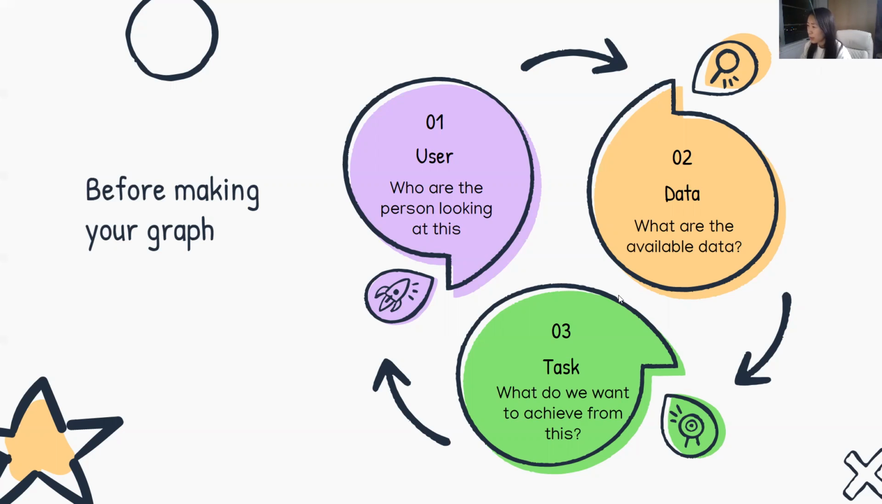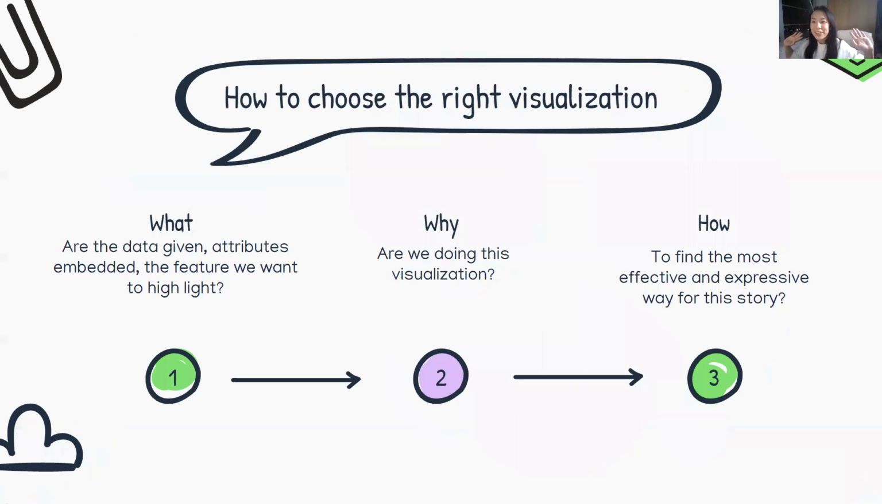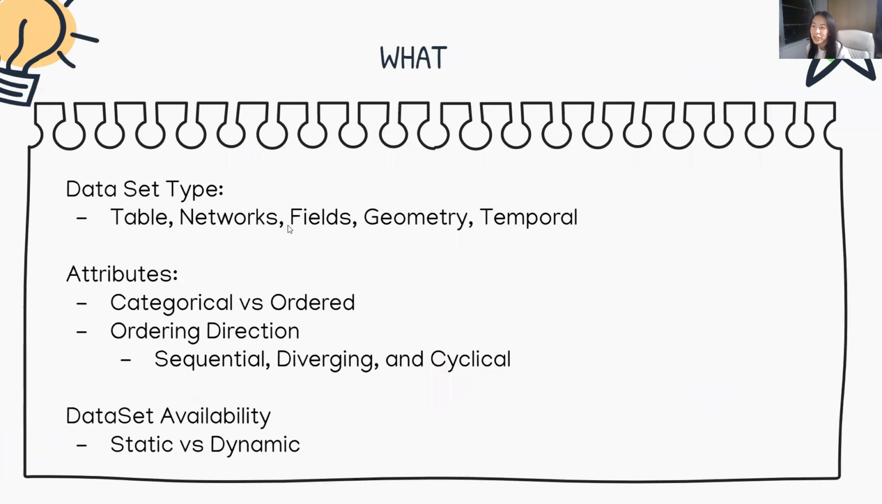And today, my primary focus is going to be on how you choose the right visualization instead of teaching you how to make all those fancy graphs. When you're trying to choose, you want to ask yourself what, why, and how. So what are the data given? What attributes are embedded in the data set, and what features do we want to highlight? Why are we doing this visualization in the first place? And how do you find the most effective and expressive way of telling your story? In terms of what, you want to look at what kind of data set you have.